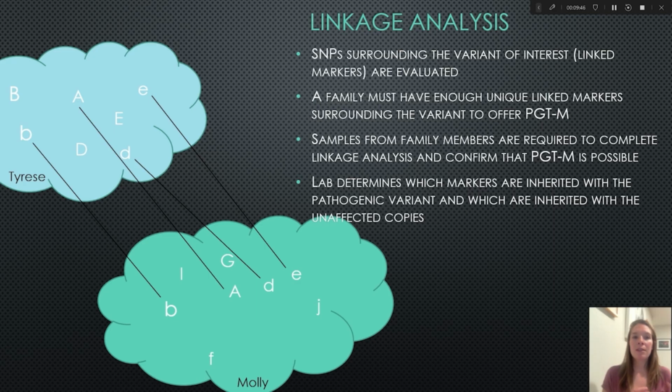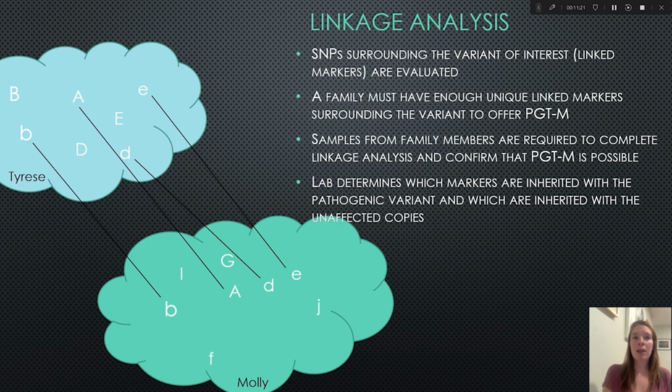So depending on the disease and the mutation that a laboratory knows is in the egg source and or sperm source, they're going to locate SNPs that live on each side of that variant of interest. In order to offer PGT-M, a family must have enough unique linked markers surrounding the variant of interest. Many patients who go through PGT-M setup or probe development are shocked to learn how complicated it is.